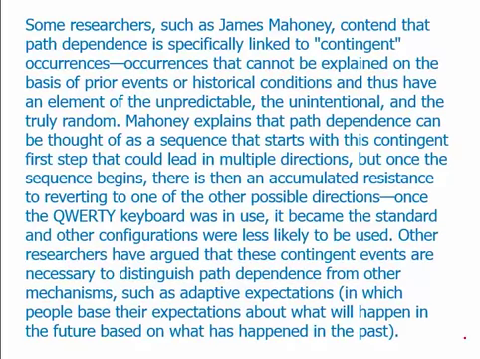Okay. So Mahoney explains that path dependence can be thought of as a sequence that starts with this contingent first step that could lead in multiple directions, but once the sequence begins, then there is an accumulated resistance to reverting to one of the other possible directions.